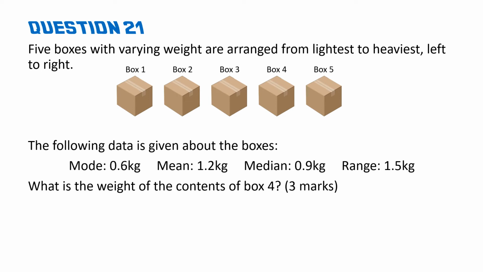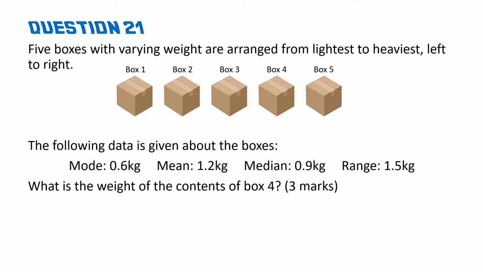Question 21. 5 boxes with varying weights are arranged from lightest to heaviest from left to right. The following data is given about those boxes. Mode is 0.6 kilograms, the mean is 1.2 kilograms, median 0.9 kilograms, and the range is 1.5 kilograms. We want to work out what is the weight of the contents of box number 4.